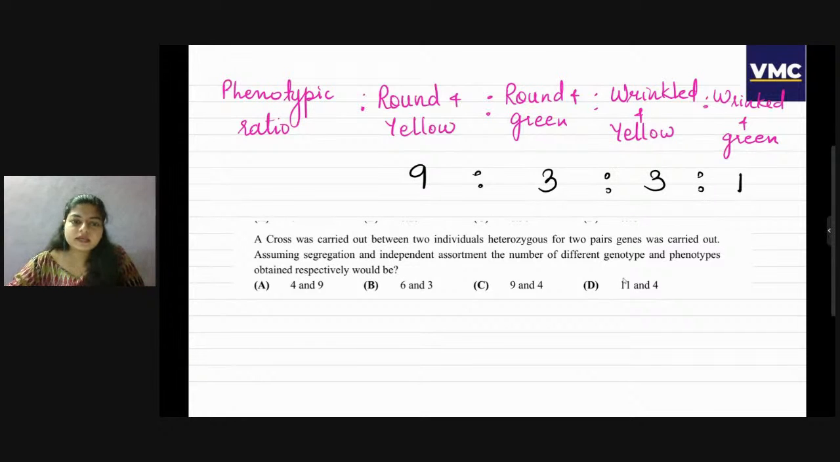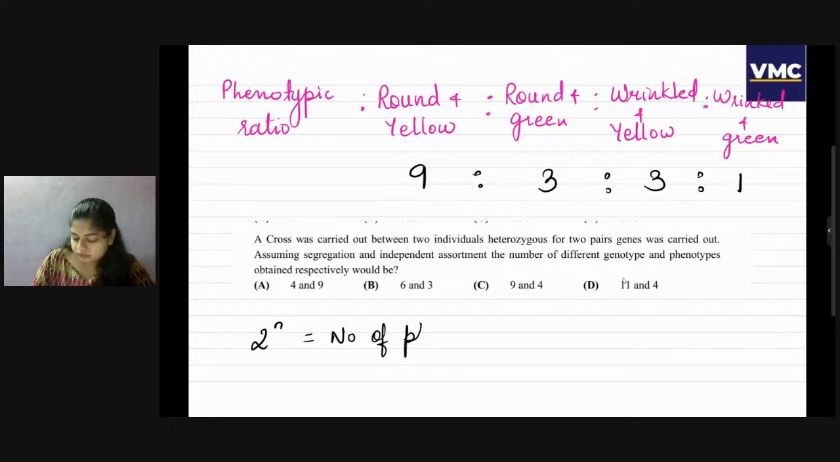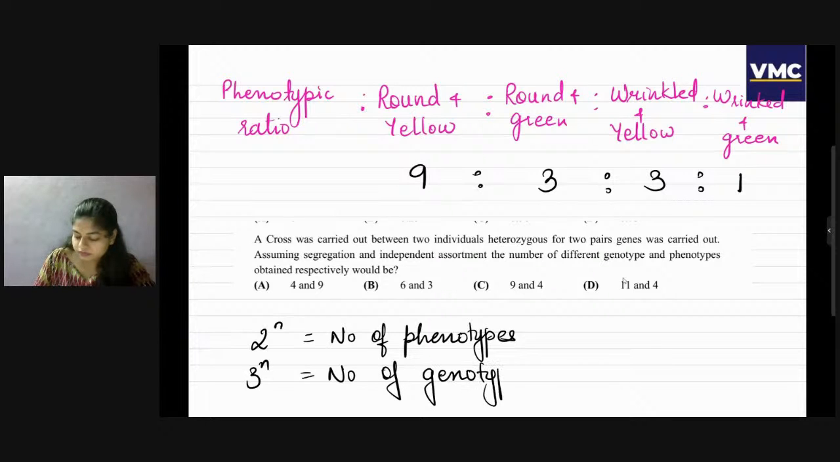This question was asked in 2017. A cross was carried out between two individuals heterozygous for two pairs of genes, assuming segregation and independent assortment. The number of different genotypes and phenotypes obtained respectively would be. To solve it you need to know two formulas. 2 raised to n is the number of phenotypes, and 3 raised to n gives the number of genotypes.